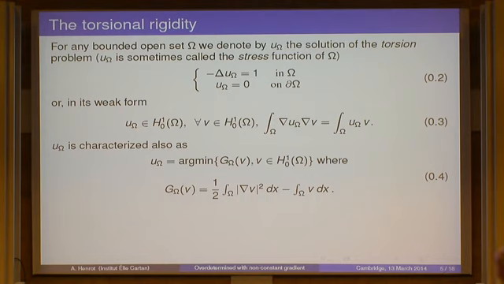Okay, notations: for any domain omega, I will denote by u_omega the solution of the PDE. So u_omega is what we call the stress function or the torsion function, which is the solution of minus Laplacian u_omega equals 1 in omega, u_omega equals 0.